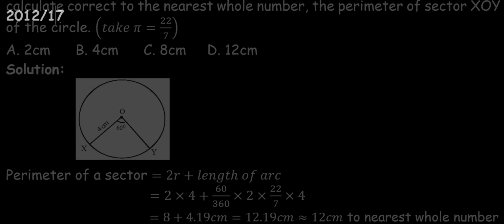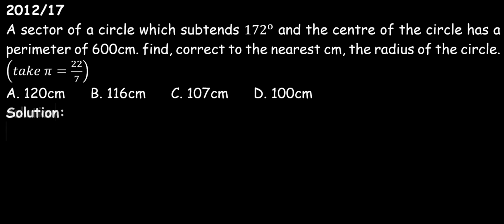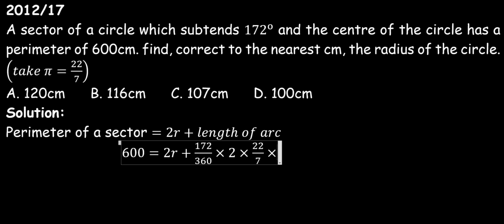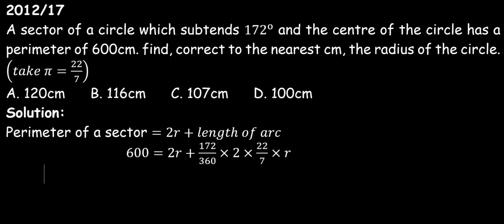Another example, 2012/17. A sector of a circle which subtends 172 degrees at the center of the circle has a perimeter of 600 cm. Find, correct to the nearest cm, the radius of the circle. Solution. Perimeter of a sector is equal to 2r plus length of arc. Substituting the given values, that will be 600 equals 2r plus 172 over 360 times 2 times 22 over 7 times r. Note we are looking for r.